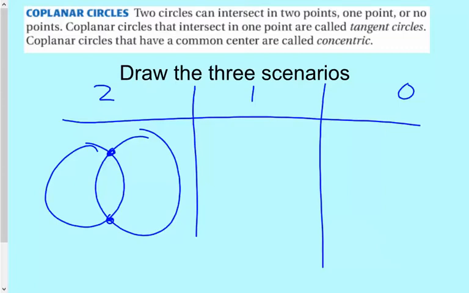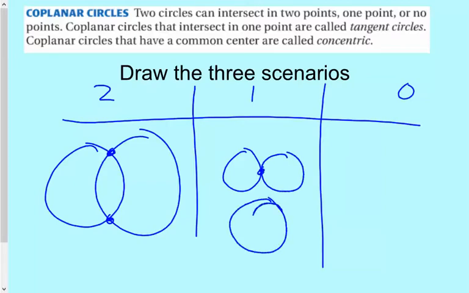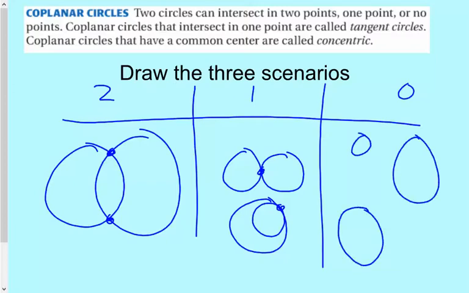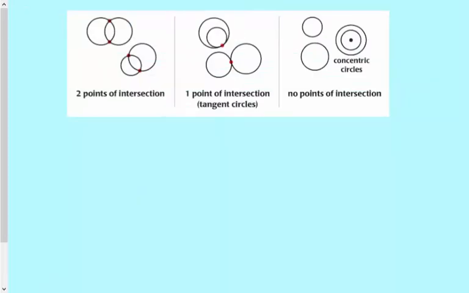And for 1 point, you could have a couple different scenarios. They could be like that there, or they could be like that there. And for 0, they could just be like this, or they could be concentric circles, that have a common center. These would be concentric circles. So, got a couple different things here. We're going to talk about tangents of these different cases.